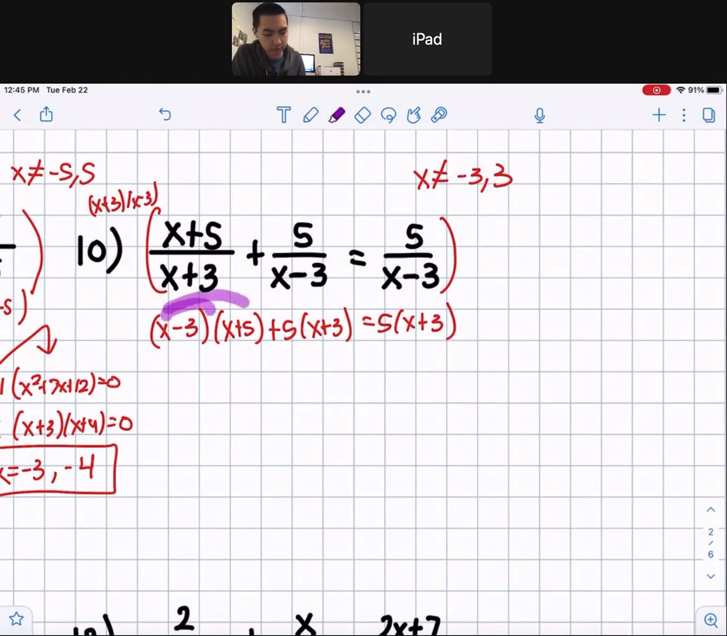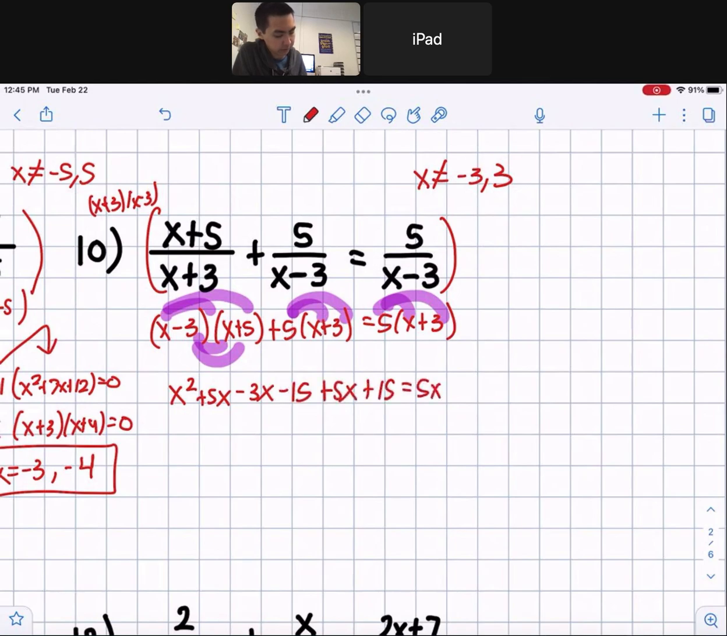So this, you guys, is a double distribution, right? These are singular distributions, so we're going to get x to the second, x times x squared, x times 5 is 5x, negative 3 times x is negative 3x, negative 3 times 5, negative 15. 5 times x, 5x, 5 times 3, 15, and then same thing over here.